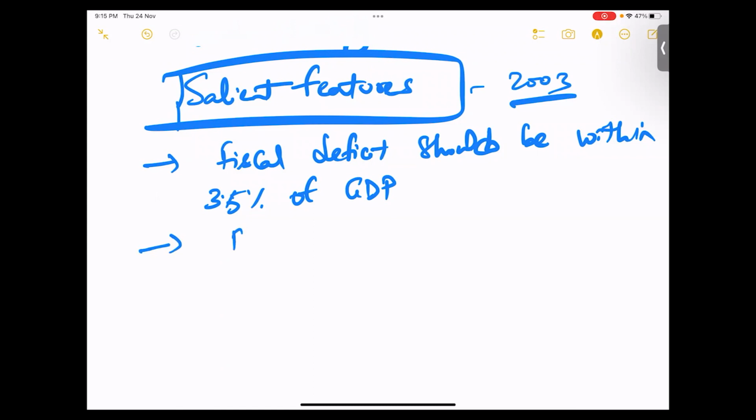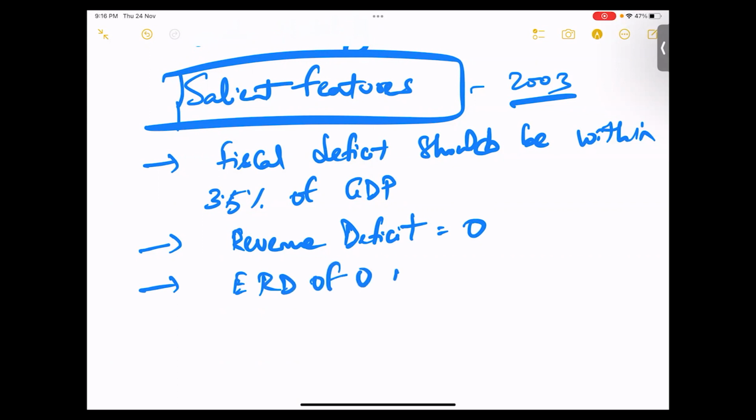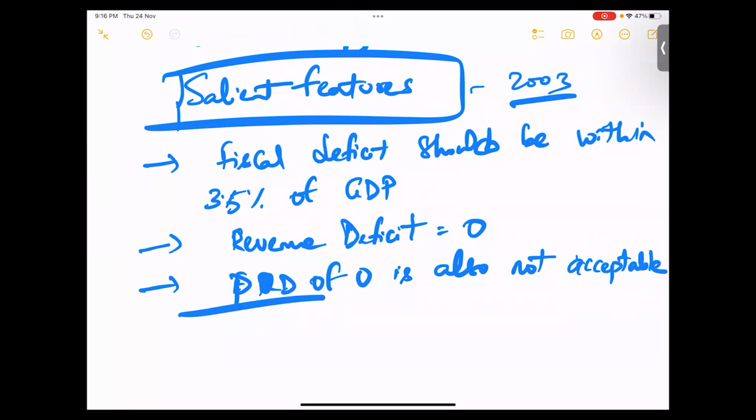Okay. Yes. So the revenue deficit, how much should be the revenue deficit? Zero. Effective revenue deficit of zero is also not acceptable. Sorry, the primary deficit. The primary deficit of zero also is not acceptable. What is primary deficit? Anyone? Fiscal deficit minus interest payments.